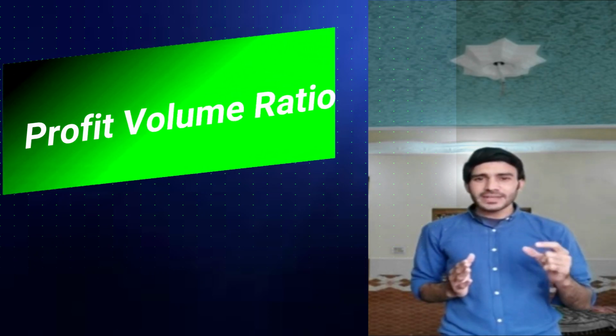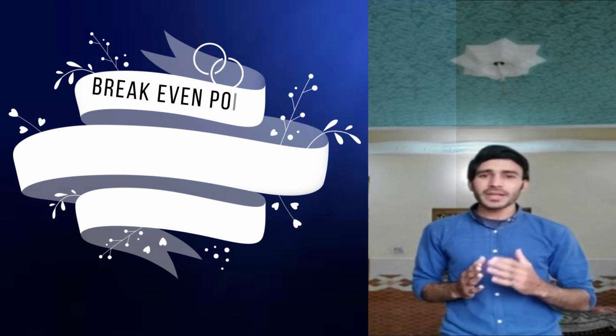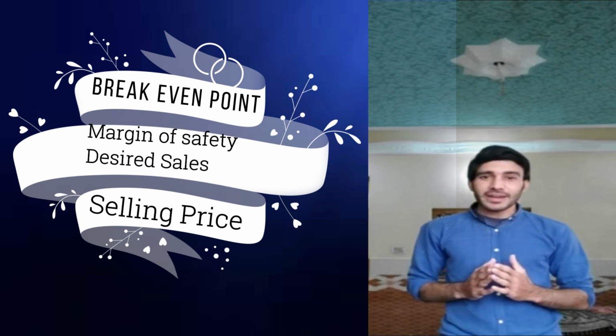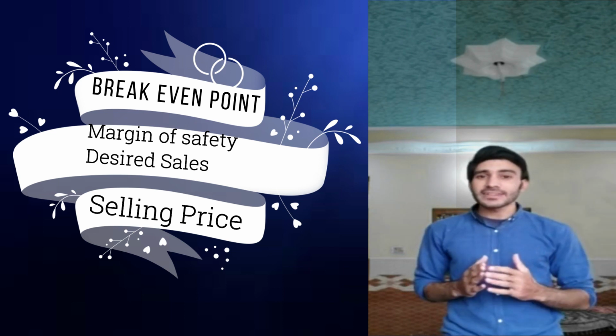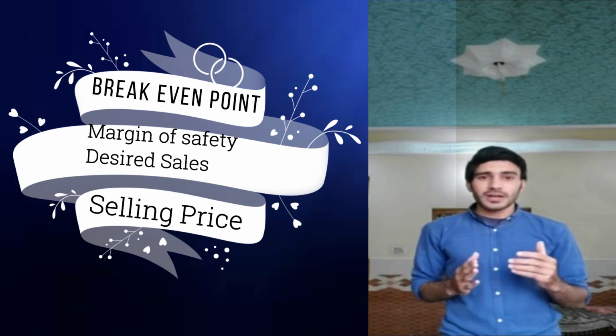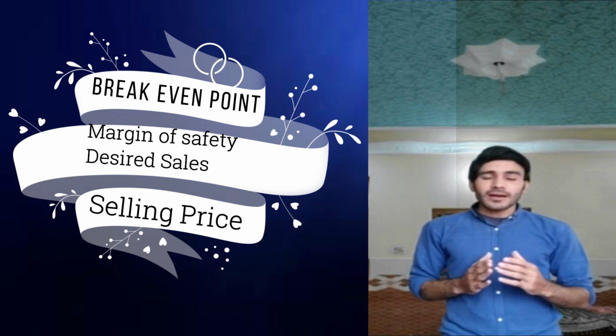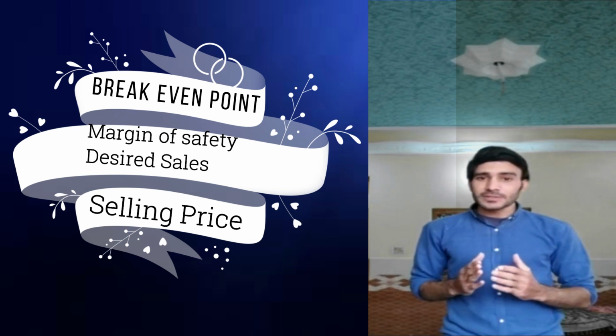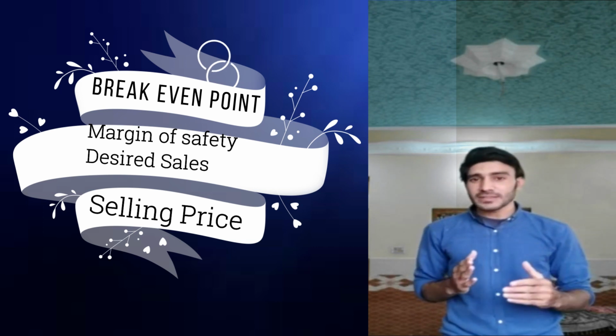Today we will calculate the break-even point, and on the basis of that calculation we will further calculate its related figures, like the break-even point of our business, margin of safety, the selling price of our product, and the desired sale which we want to achieve during a period, and how we can calculate variable cost and fixed cost of our business. So all these calculations will be done during this video. So let's go to today's session and let's know how we can calculate these important figures.